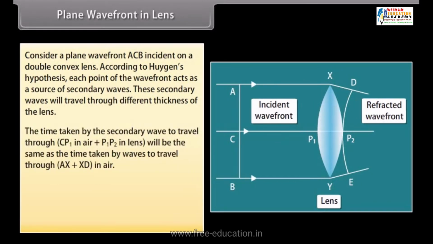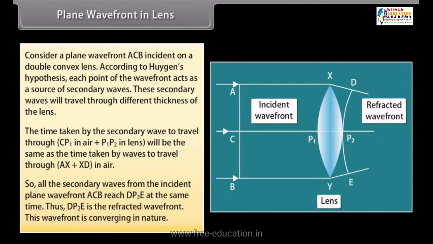The time taken by the secondary wave to travel through CP1 in air plus P1P2 in lens will be the same as the time taken by waves to travel through AX plus XD in air. So, all the secondary waves from the incident plane wavefront ACB reach dP2E at the same time. Thus, dP2E is the refracted wavefront. This wavefront is converging in nature.